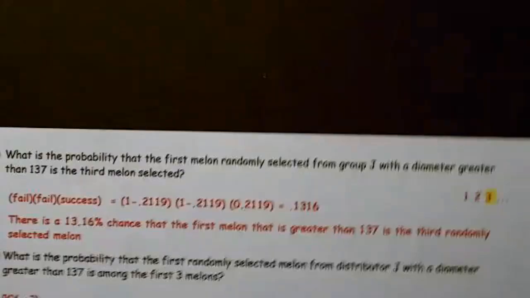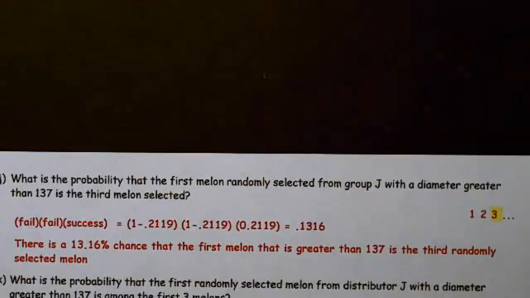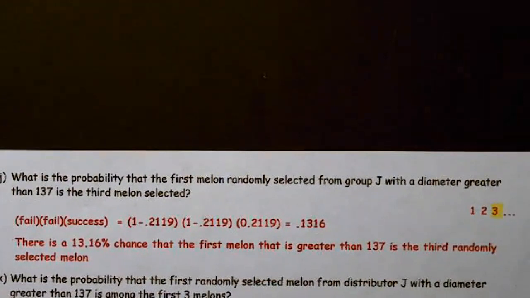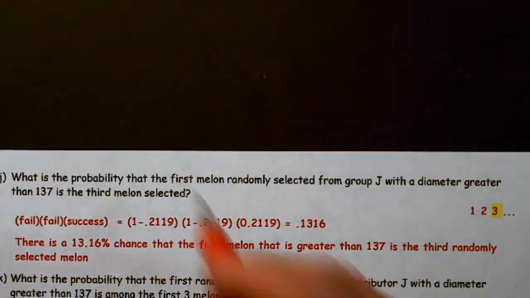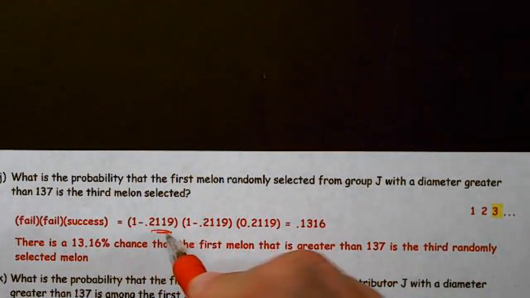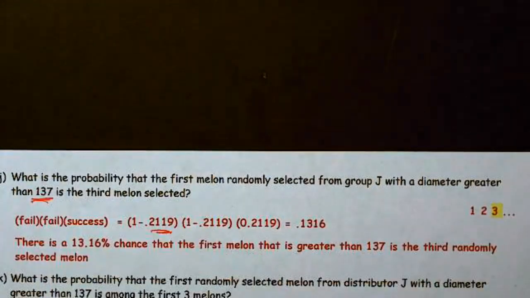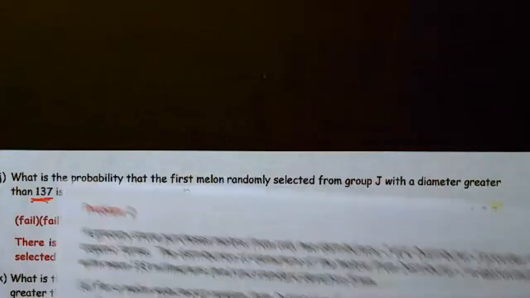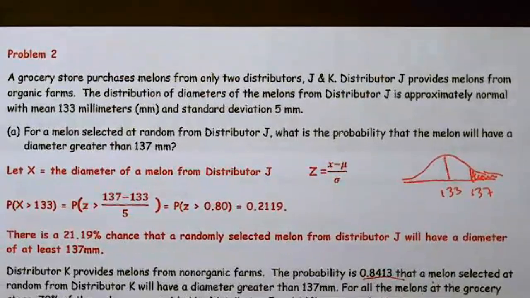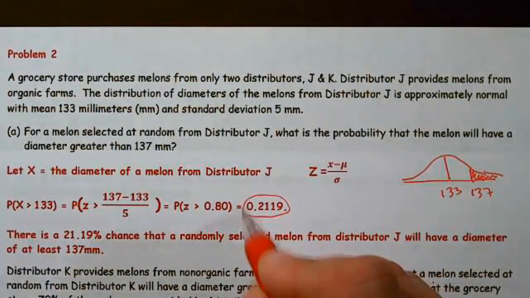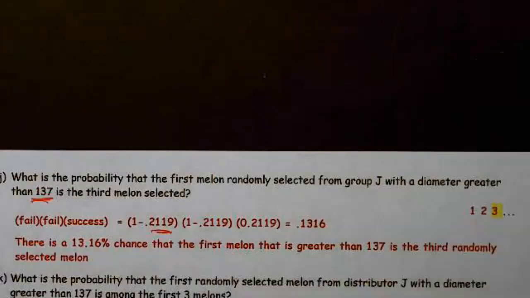All right. What is the probability that the first melon randomly selected from J with a diameter greater than 137 is the third melon selected? Well, first off, I want to tell you where I get this 0.2119 from, because we're talking about greater than 137. The previous problems were greater than 139. However, on the first page, our very first problem, part A, we said, what's the probability that greater than 137? So this is 0.2119. That came from the very first page.